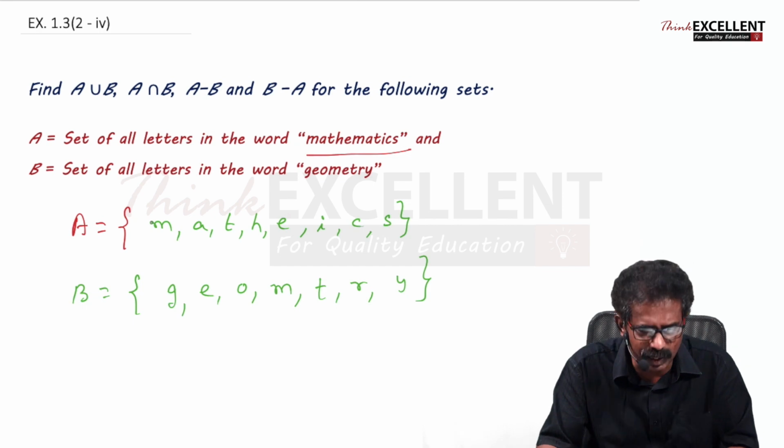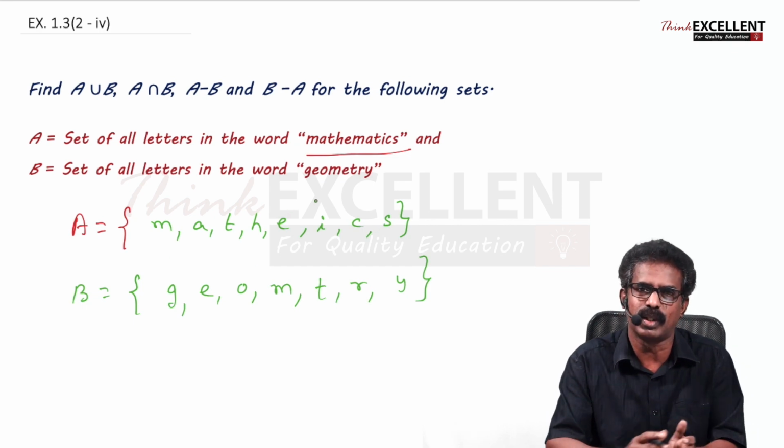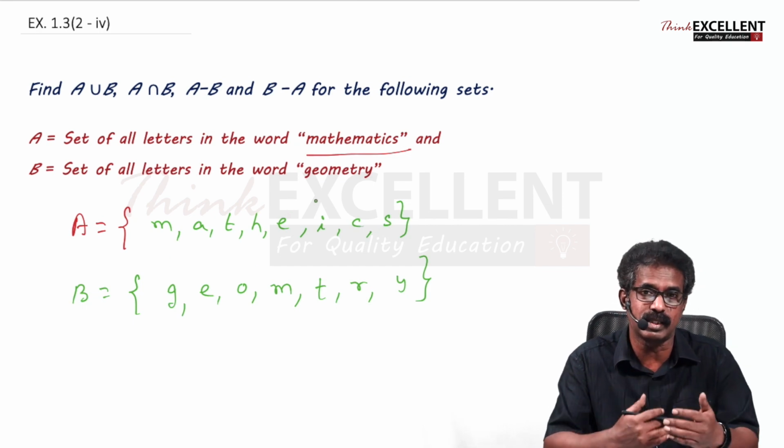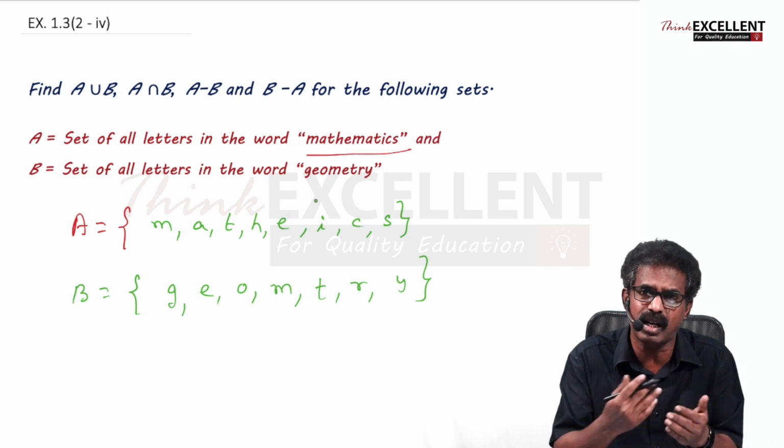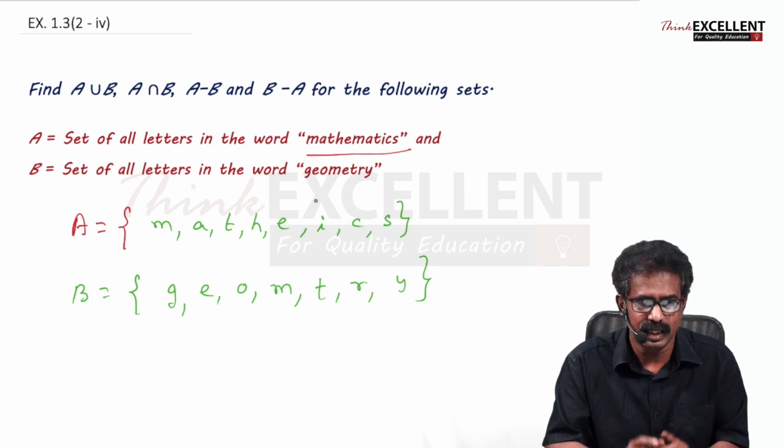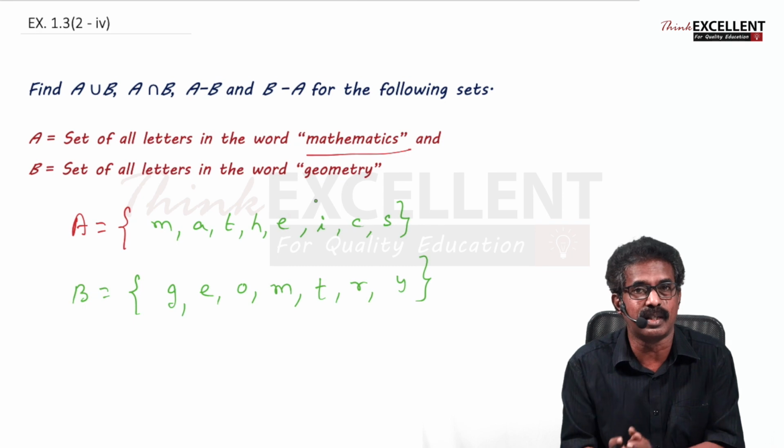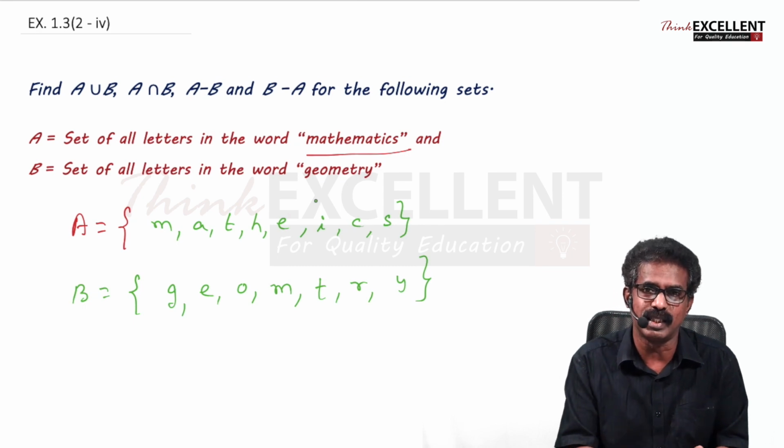Then A union B, write everything without repetition. You write all the elements. Intersection, you see what is common. Which letters are common in both. Instead of numbers, letters, that's all. A difference B. In A, which are not in B, you take. Then B difference A, you take.